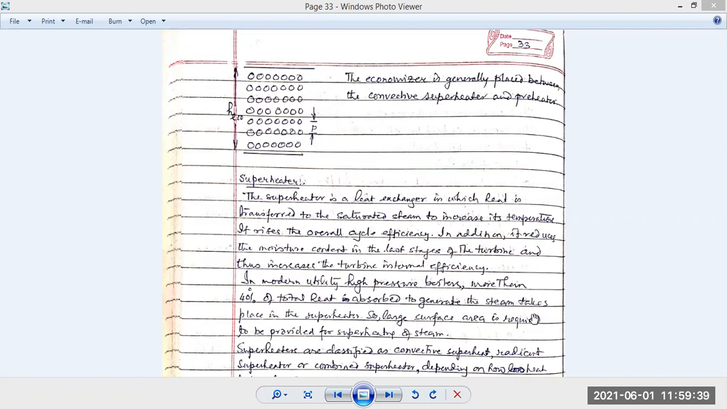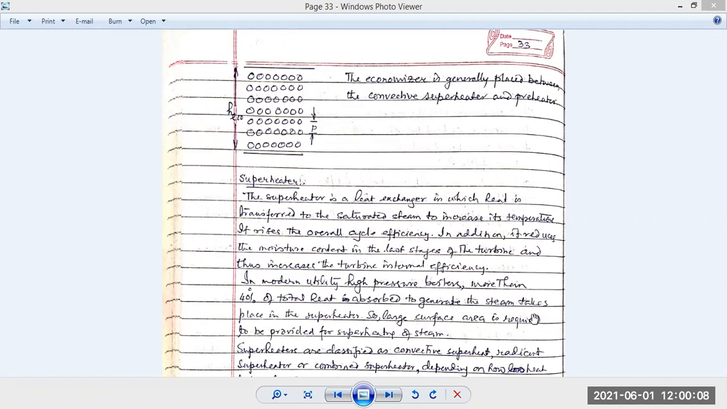Now, heat transfer to the saturated steam. Steam is saturated, so at such a temperature its total volume is fully occupied by the steam vapor itself. Now, to increase the temperature, heat is transferred to the saturated steam. To increase its temperature raises the overall cycle efficiency.